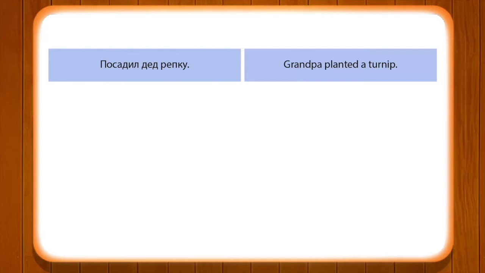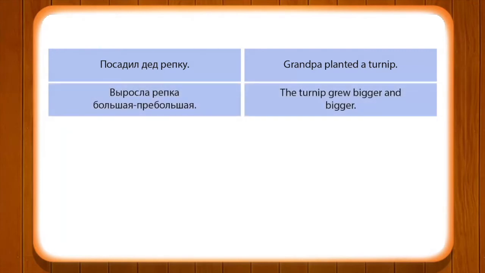If we simplify the sentence, as we discussed earlier, in Russian there is no set word order. In English we have subject, verb, object, but in Russian if we want to simplify, we can put it that way also. The subject here is ded, then posadil, then repku. So subject, verb, object. In that way we understand the sentence easily as we compare it with the English language. Ded posadil repku means grandpa planted a turnip.